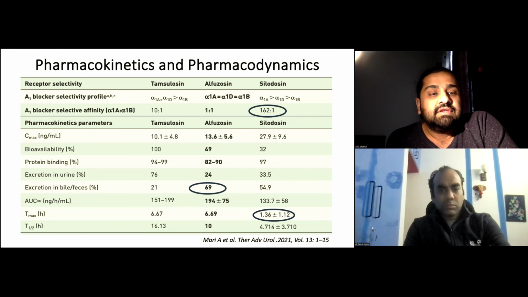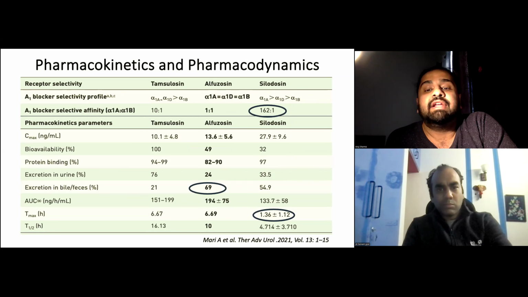Regarding alfuzosin, from this whole table, the important thing is its excretion. So its excretion in the bile is up to 69%. So a very important point is that in cases of hepatic dysfunction or in patients who have chronic liver disease, alfuzosin has to be taken with a pinch of salt, and you have to carefully see all those comorbidities.